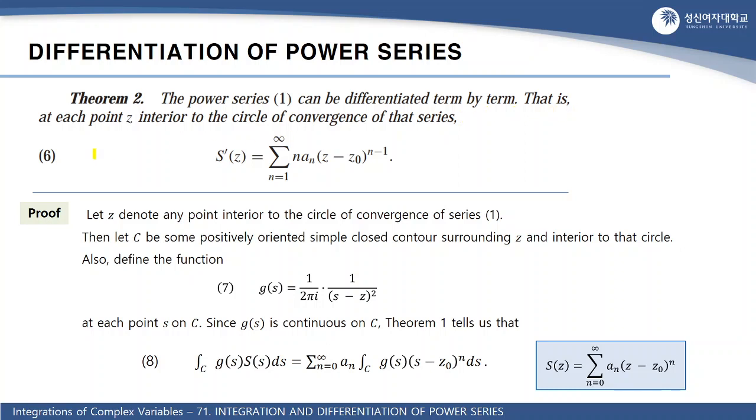That is, at each point z interior to the circle of convergence of that series, S prime of z is equal to the summation n equals 1 to infinity of n times a n times (z minus z naught) to the n minus 1.